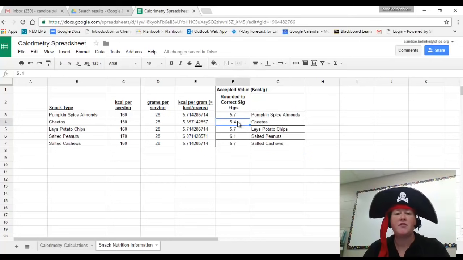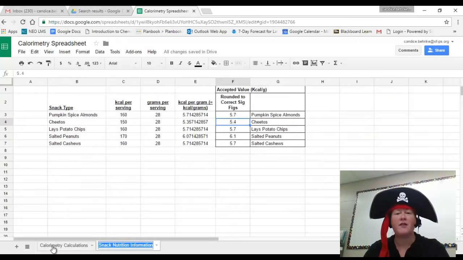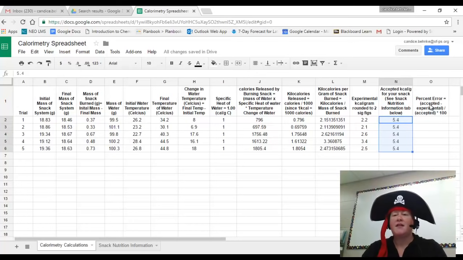So since I used the Cheetos, I am going to go back into the Calorimetry Calculations tab. And I forgot it already. Cheetos is 5.4 kilocalories per gram. 5.4. And it's the same accepted value for all of my Cheeto tries. To get a percent error, we need to take our accepted value minus our experimental value divided by our accepted value times 100. Once again, another calculation.